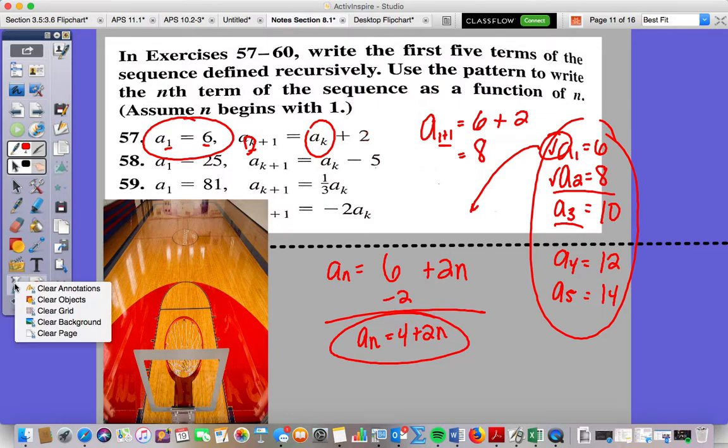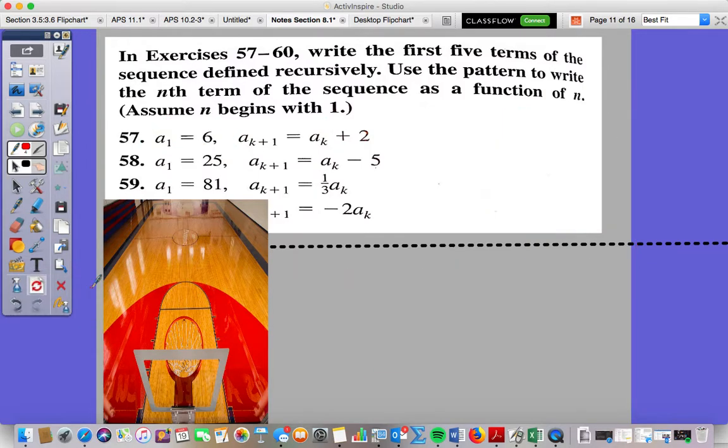All right, look at 59. Again, we'll do this one together. 59, a sub 1 is 81. We plug 81 in for a sub k. 81 divided by 3 is 27. Put 27 back in for a sub k.